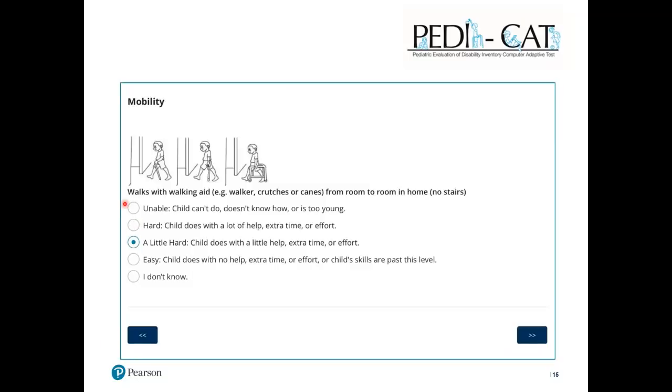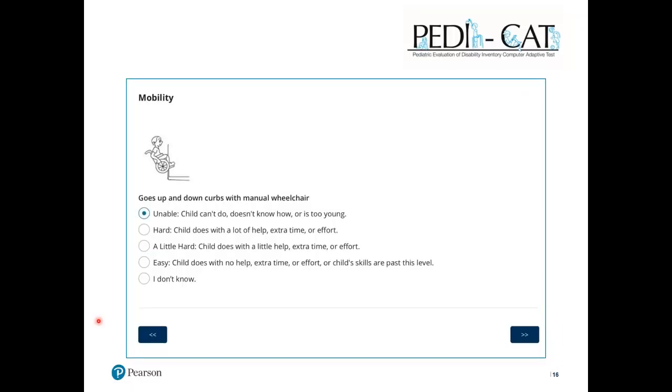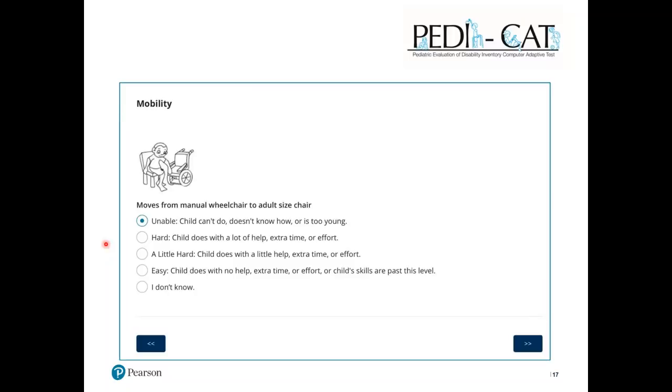And this is an example of an item with a walking aid. So this one, it walks with a walking aid, for example, walker, crutches or canes from room to room in the home, and no stairs. So again, it's got the pictures there of the different walking mobility devices. Here you'll see an example of a wheelchair item. So this one is going up and down curbs with a manual wheelchair. And here, another wheelchair item. This is transfers, moving from a manual wheelchair to an adult-sized chair.